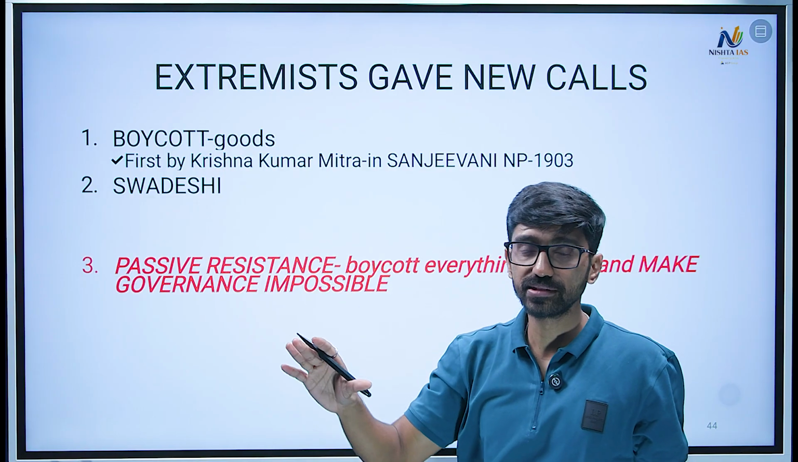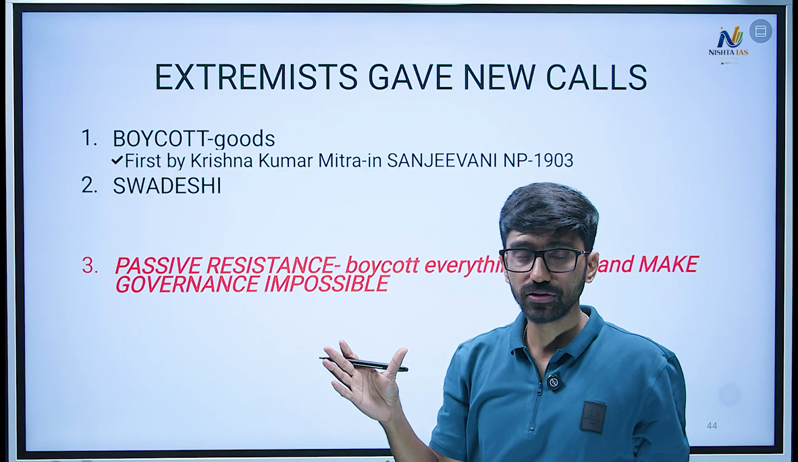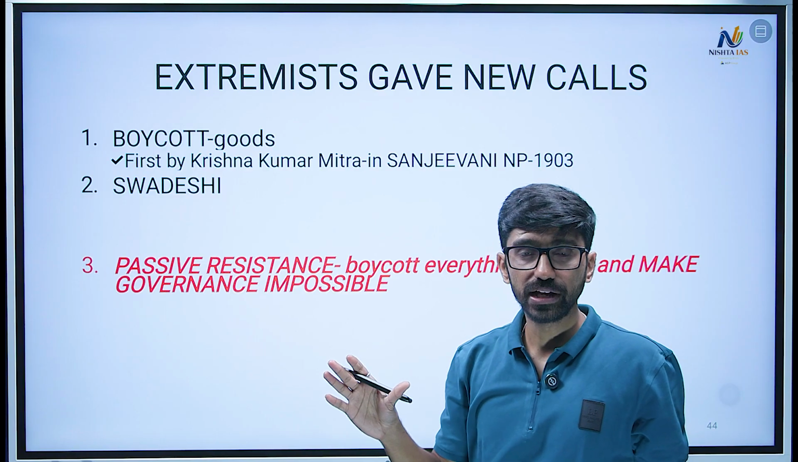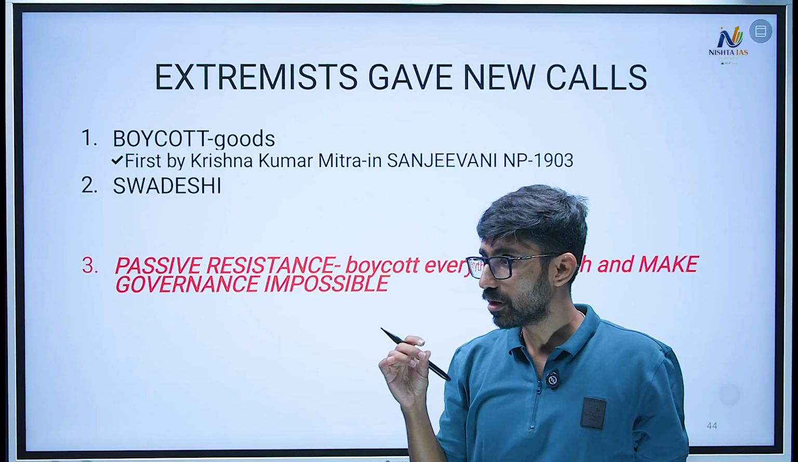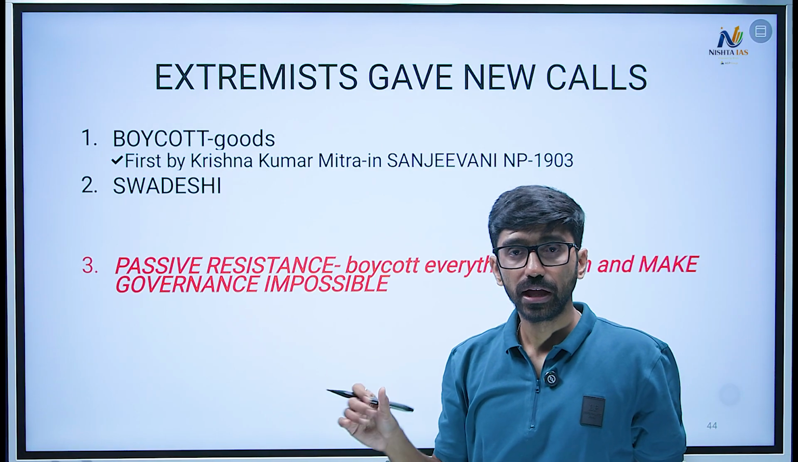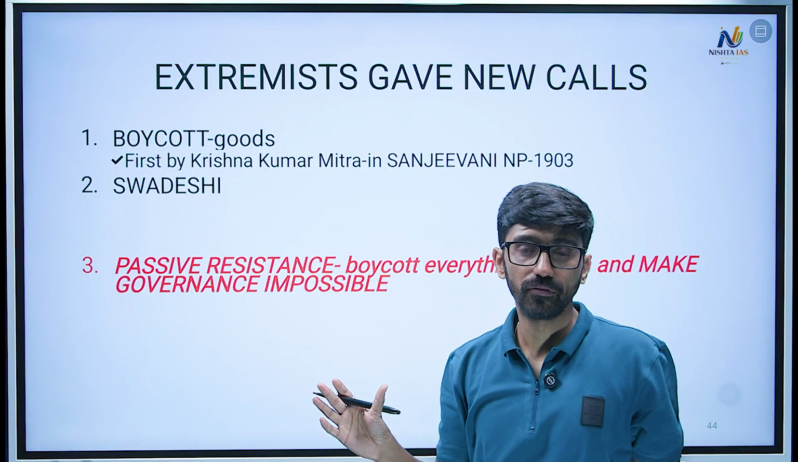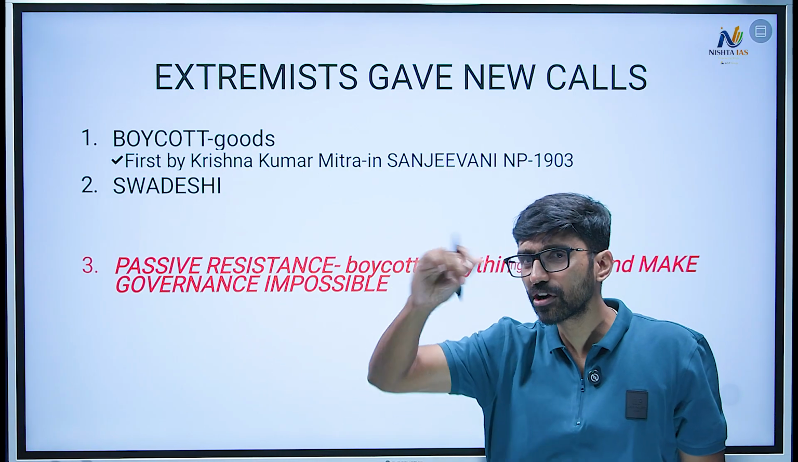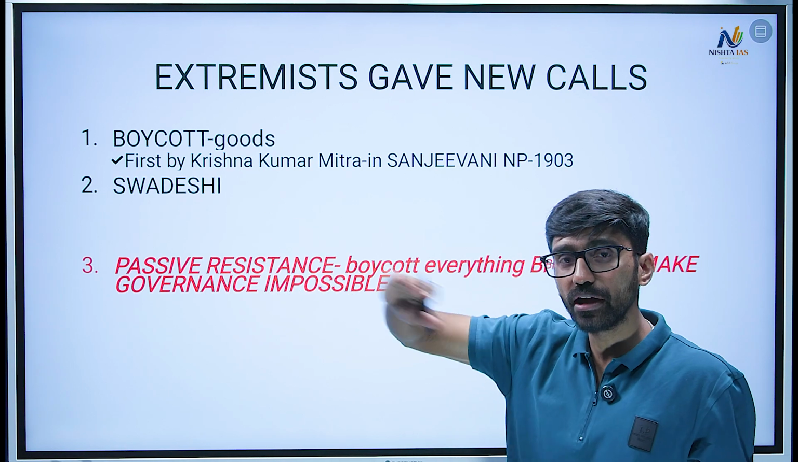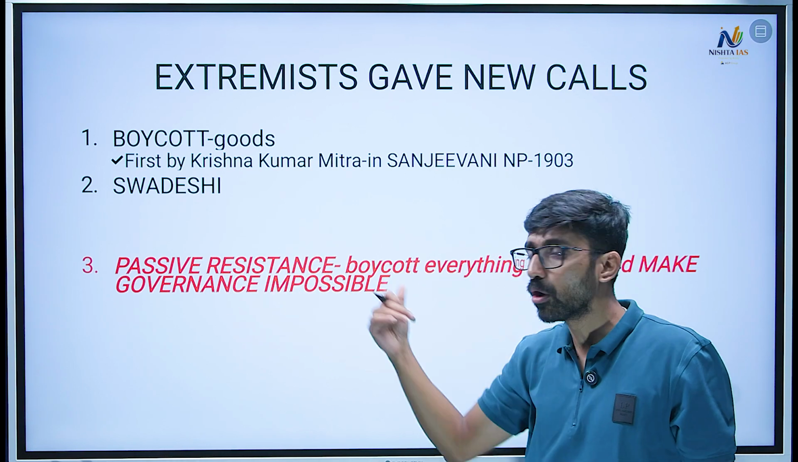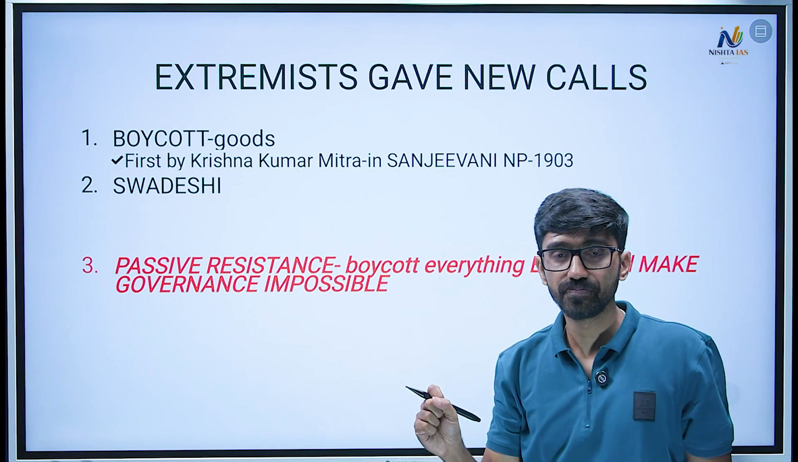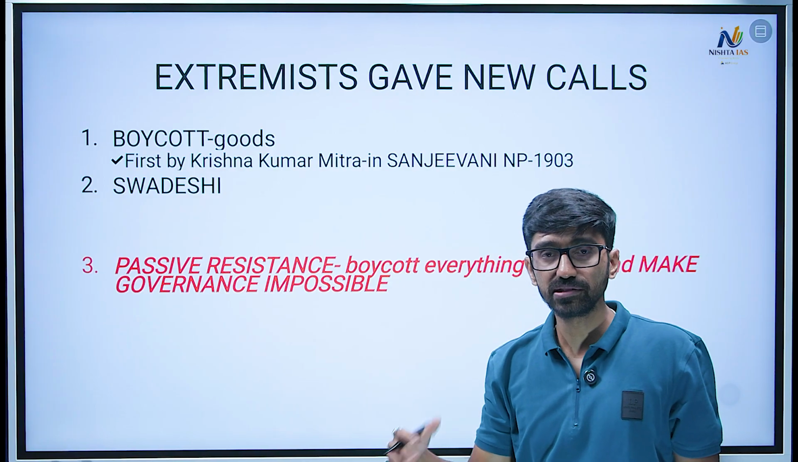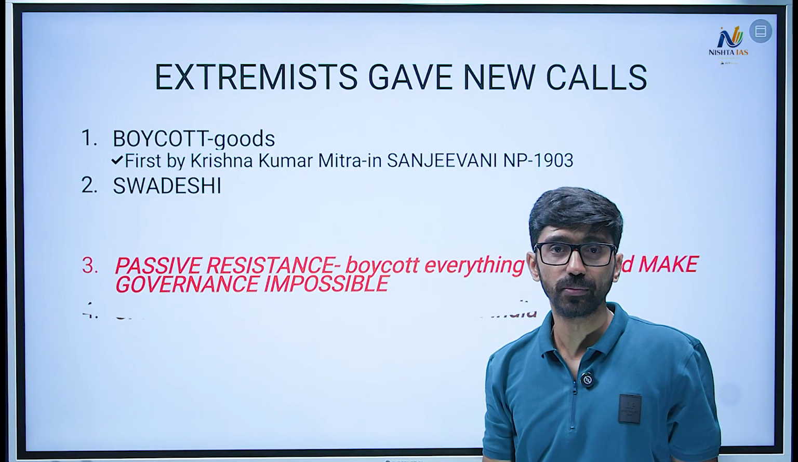Don't go to their schools and colleges. Don't use their goods. Don't import anything. Resign from the jobs. Everything British you have to boycott. That is called passive resistance. Initially the boycott was only for goods, but now they extended the boycott to every aspect of the Britishers, to make governance impossible. Don't use their courts, don't go to their police stations, and use panchayats as alternatives to the Britishers.